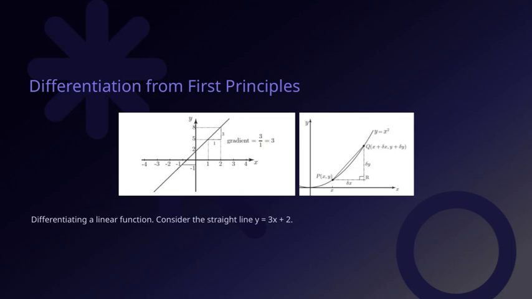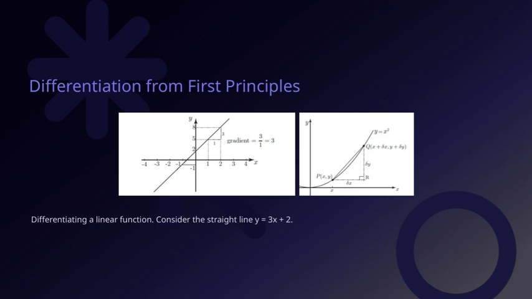Let's take a closer look at differentiating a linear function. Here, we're considering the straight line y = 3x + 2. This is a classic example because linear functions are the simplest type of functions to differentiate. When we talk about differentiation from first principles, we're essentially looking at how the function changes at any given point by examining the limit of the average rate of change as the interval approaches 0. For a linear function like this, the slope is constant, which makes the differentiation process straightforward.